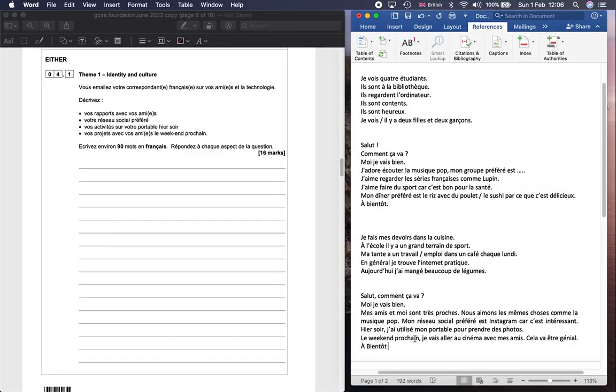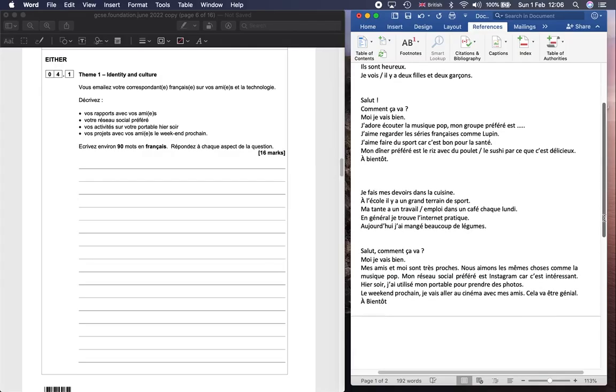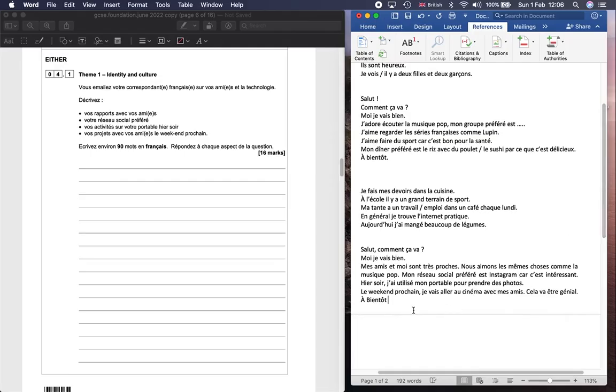So let's count. 1, 2, 3, 4, 5, 6, 7, 8, 9, 10, up to 20, then 30, 40, 50, 56. So 56, we need at least a few more words, so like 30, 34 words.